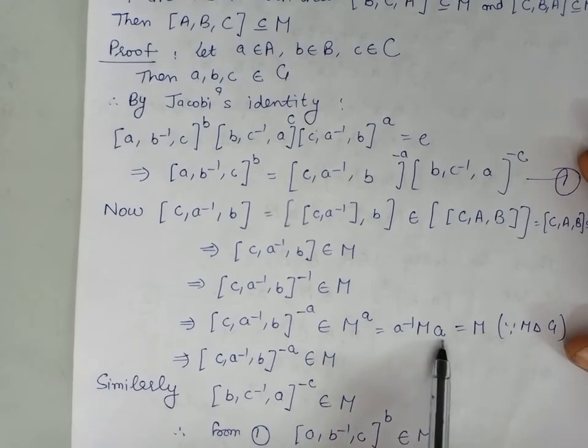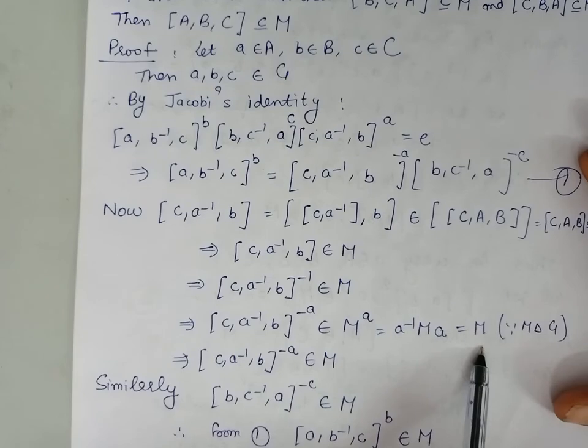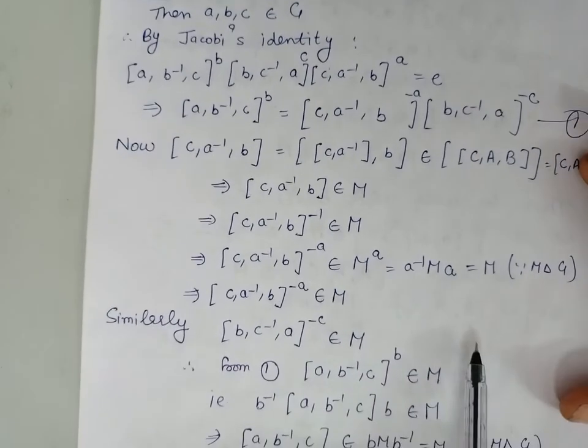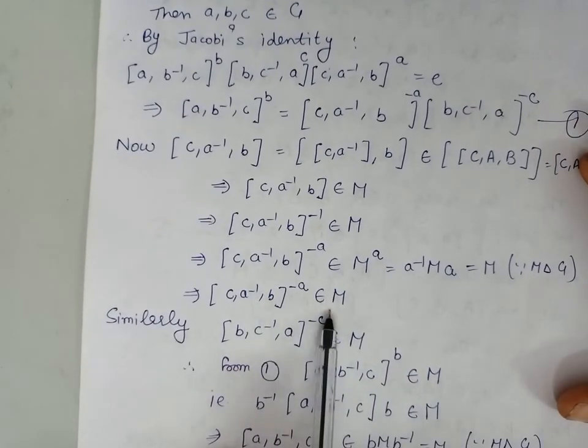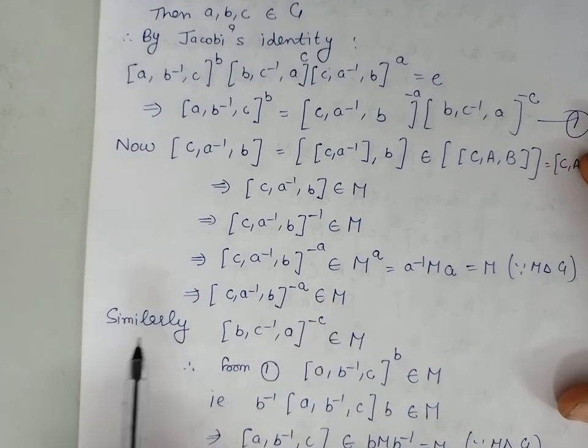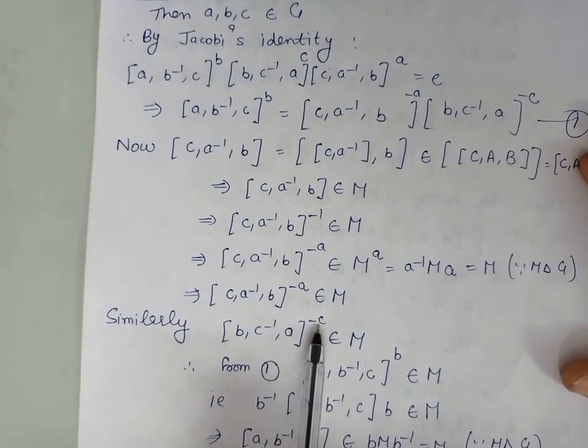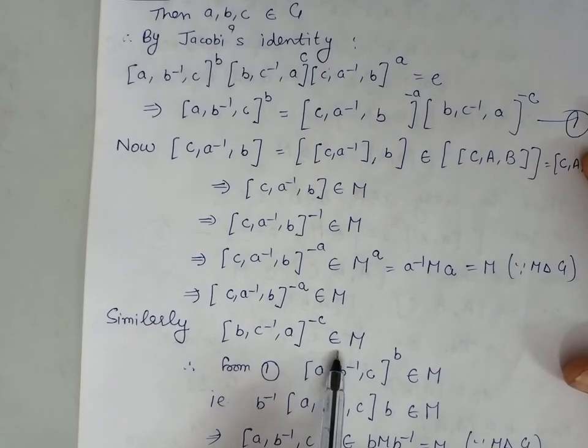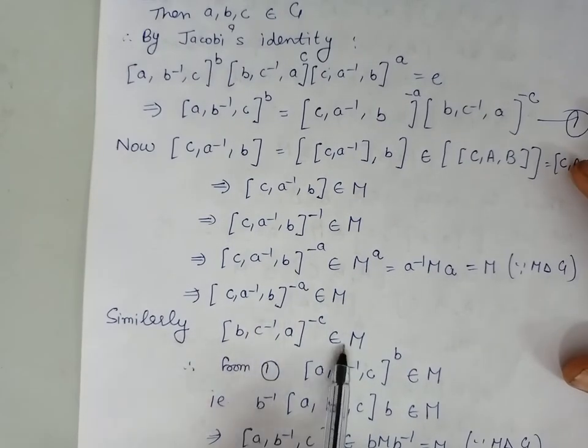So A inverse MA will be the same as M. So we have proved that this element also belongs to M. Similarly, we can prove that the commutator of B, C inverse and A, in the power we have minus C, that again belongs to M. So we have proved this element belongs to M.